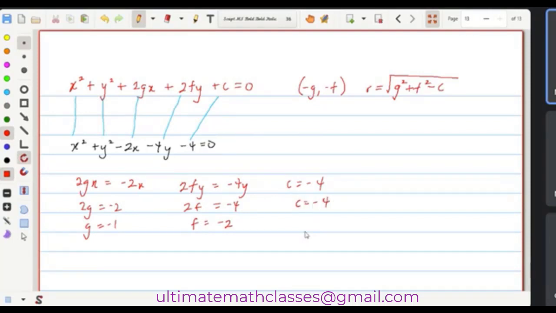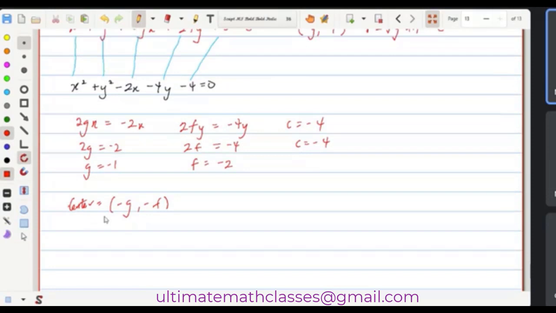Remember we said that the center is negative g, negative f. Now that we know g is negative 1, this becomes negative of negative 1, then f is negative of negative 2. Are you getting me? Yes, sir. So this becomes 1, 2. So the center is (1, 2). And just like that, we found the center of the circle.